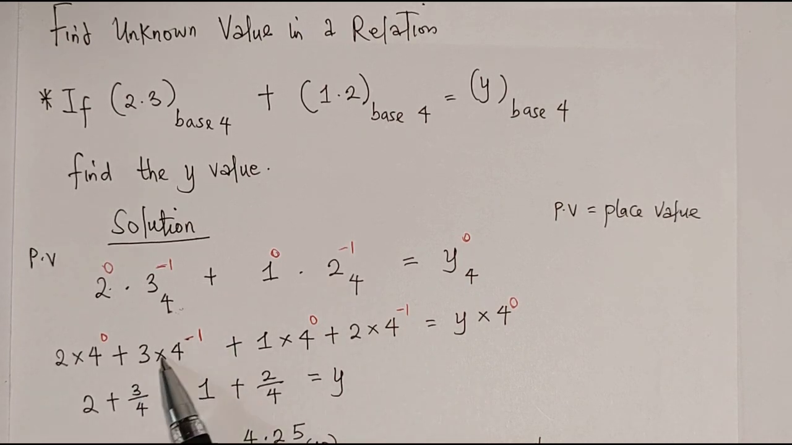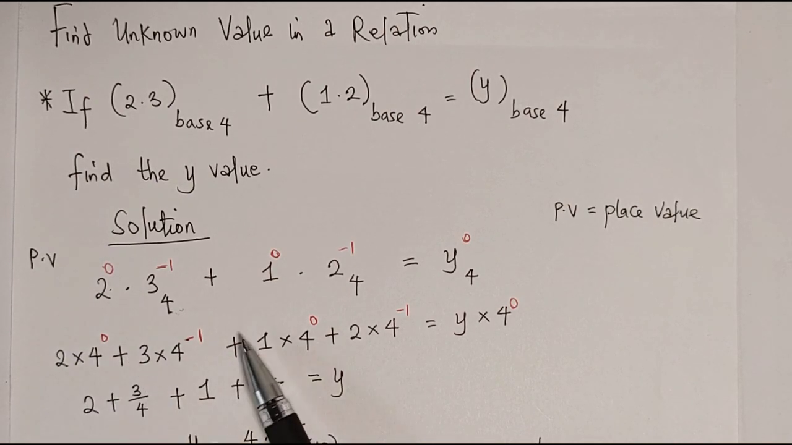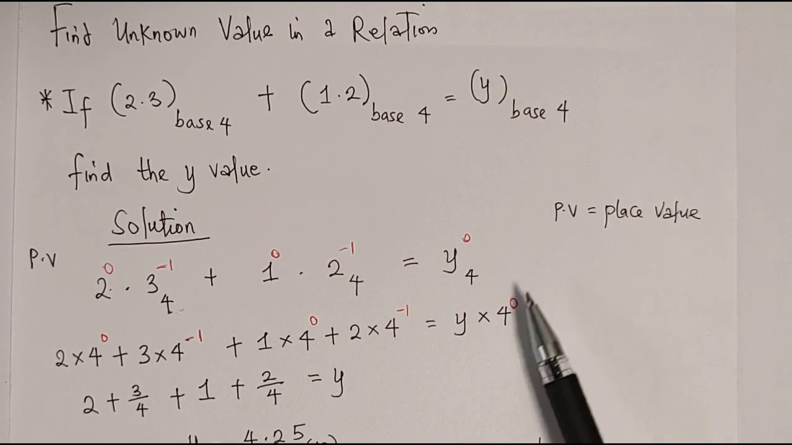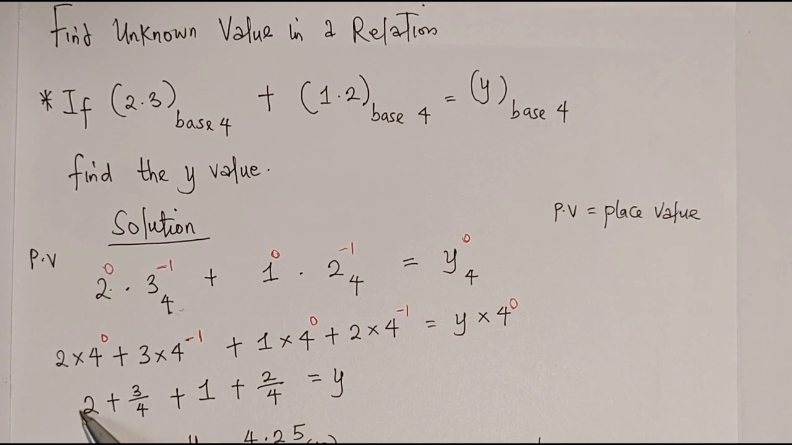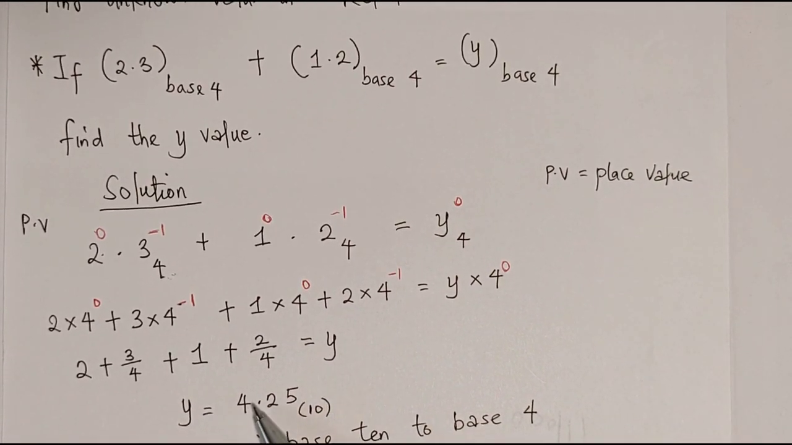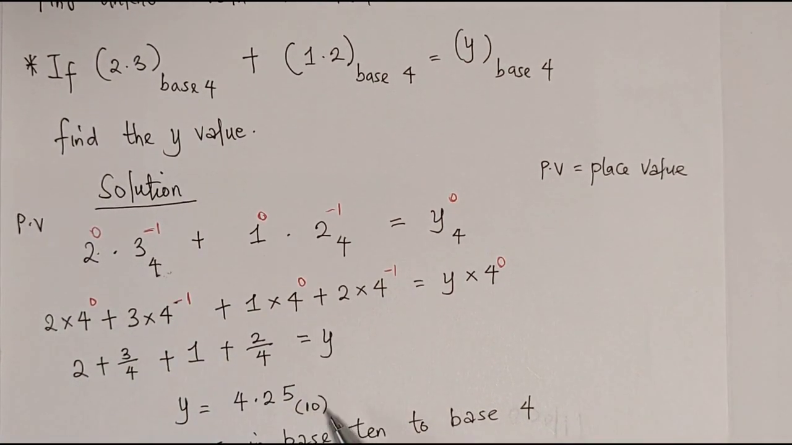So with that, I'm going to multiply 3 times 4 raised to power -1, 2 times 4 raised to power 0, the same thing, 1 times 4 raised to power 0 plus 2 times 4 raised to power -1 equals y times 4 raised to power 0. So with that, we're going to have 2 plus 3 over 4 plus 1 plus 2 over 4 equals y. So when you do the summation, we're going to have y as 4.25, which is in base 10, because we are actually converting this base 4 to base 10.